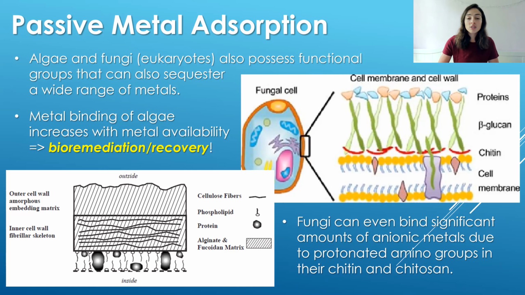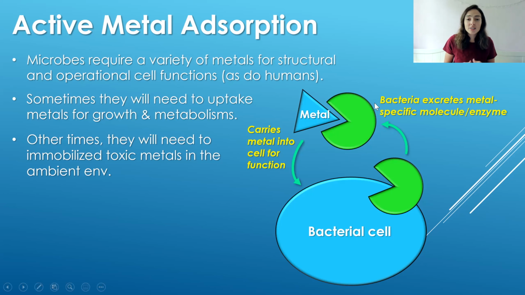binding power. And also fungi can bind significant amounts of anionic metals due to protonated amino groups in their chitin and chitosan. So we talked about how they have their skeletal chitin layer and their amorphous chitosan layer. Well, they can actually bind anionic metals because of this. And we talked about how typically cell surfaces have a negative electric field and therefore attract cationic metals, but fungi can actually also attract anionic metals, which isn't unheard of among prokaryotes, but it is not as common as cationic adsorption.